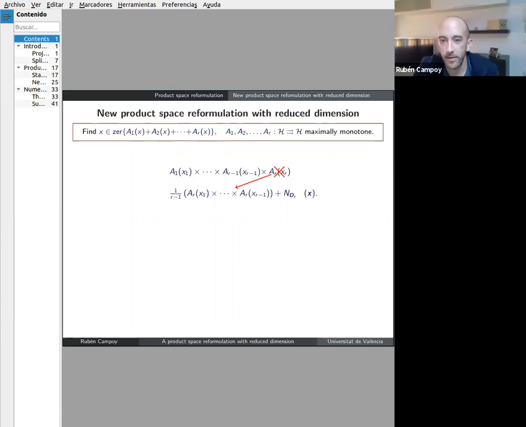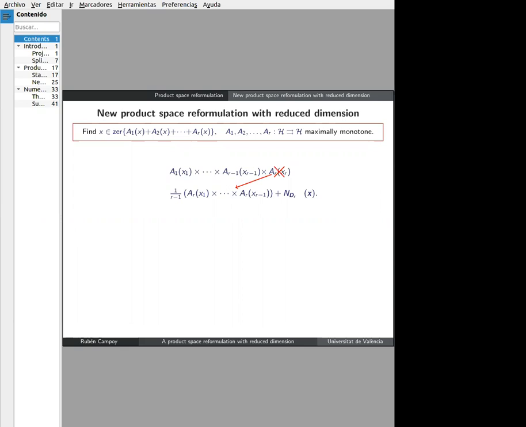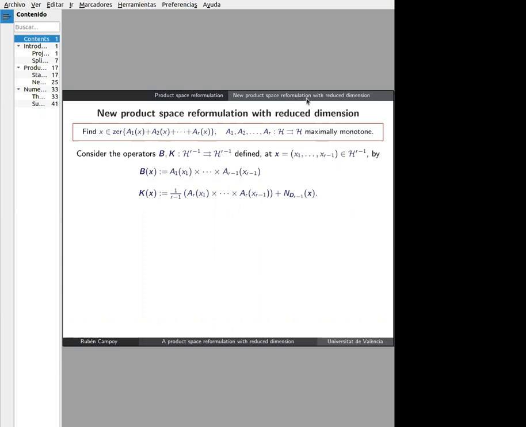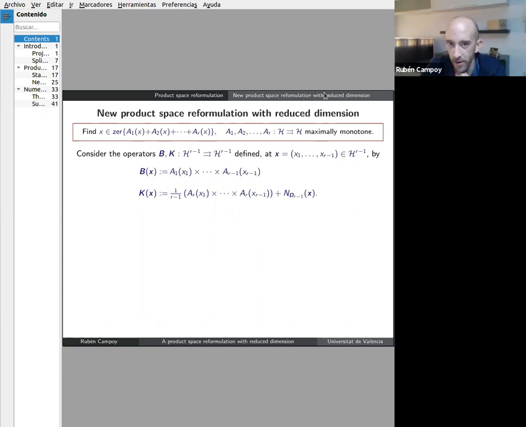And in order to make this sum consistent, this is not the normal cone to the diagonal in the space H^R, but in the space H^(R minus 1). So these will be the two new operators defining the reformulation. I'm going to call this P and this is K. And these live in the product Hilbert space H to the power of R minus 1. So we have reduced this dimension by 1.